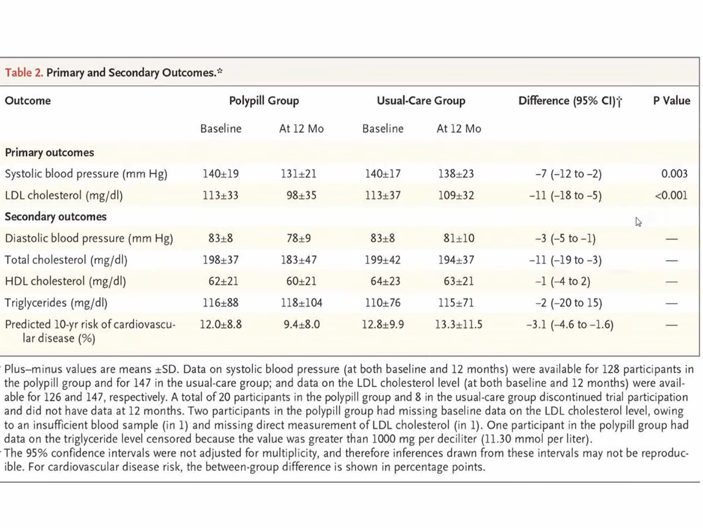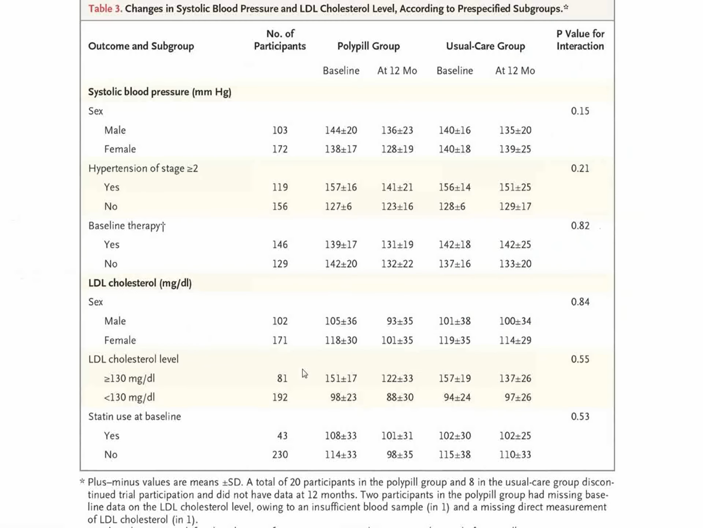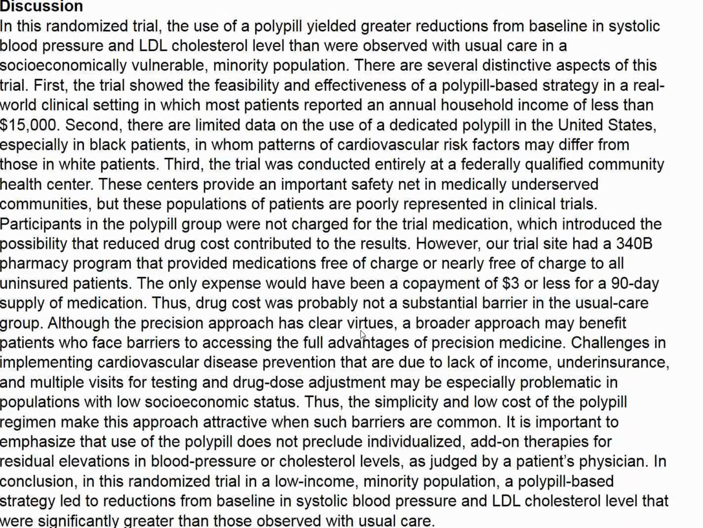Now it looks like the primary endpoint of lowering systolic blood pressure and lowering LDL cholesterol are met, but we know that these agents are efficacious in terms of lowering those issues, but here are the data. So the systolic blood pressure decreased in the polypill group by about 5 to 6 millimeters of mercury, and the LDL cholesterol dropped from 115 down to about 98 in the polypill group compared to the usual care group. And various other interactions were not statistically significant.